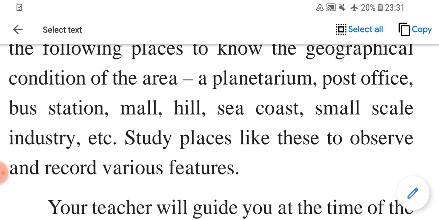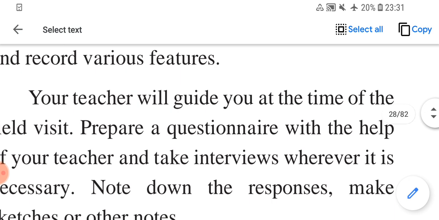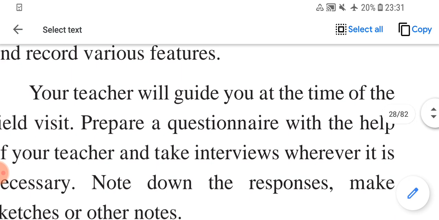Now when the teacher takes you to the field visit, you can visit some of these places like post office, it's nearby your house or somewhere, or the bus station. My dear children, nowadays most of the students go to the malls with their parents. Hills, seacoast, and even some small scale industries. And then you have to study and you have to observe that and write down what you have seen over there. Your teacher will guide you at the time of the field visit.